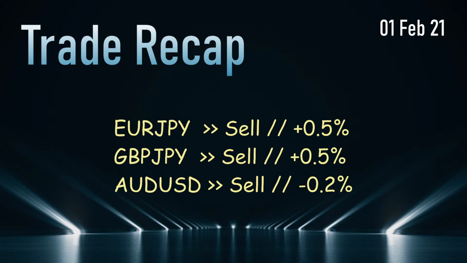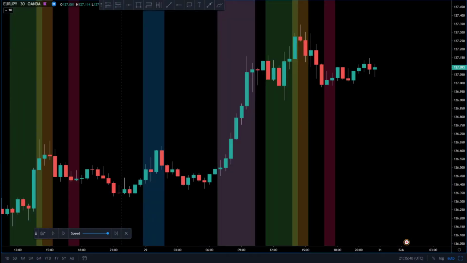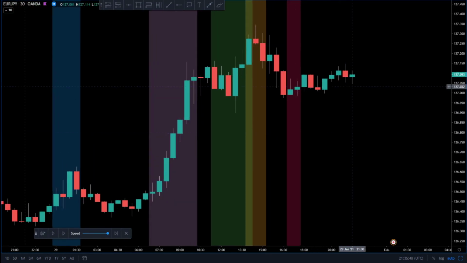Then what I'm going to do is go into my charts and run through what I was looking at. Okay, so here is Euro JPY. Now this is the start of the day. You can see down the bottom it's 29 January 21:30. This is UK time, so the new candle opens at 22:00. So this is obviously Friday, the last candle of Friday.